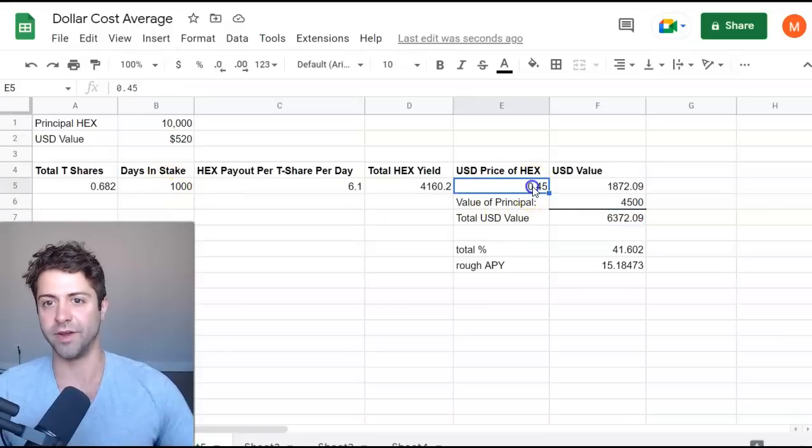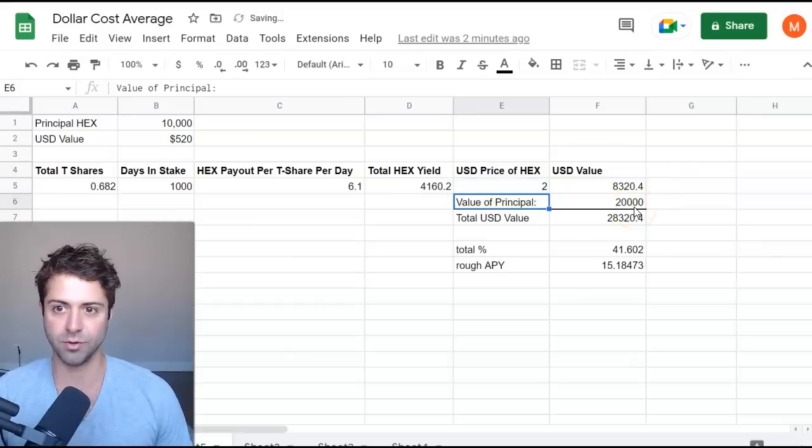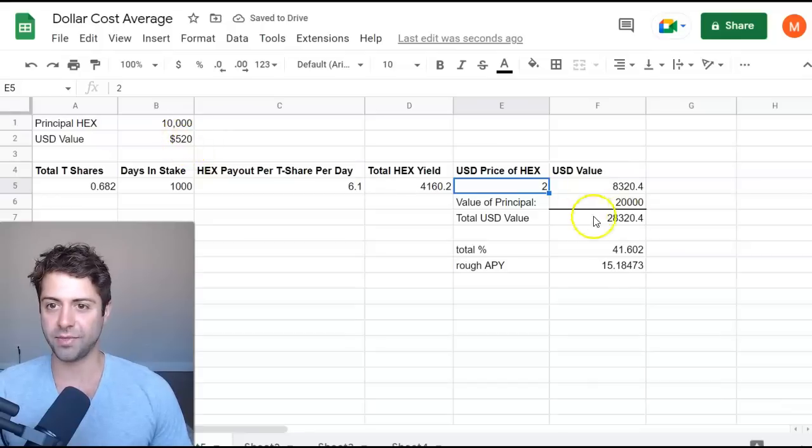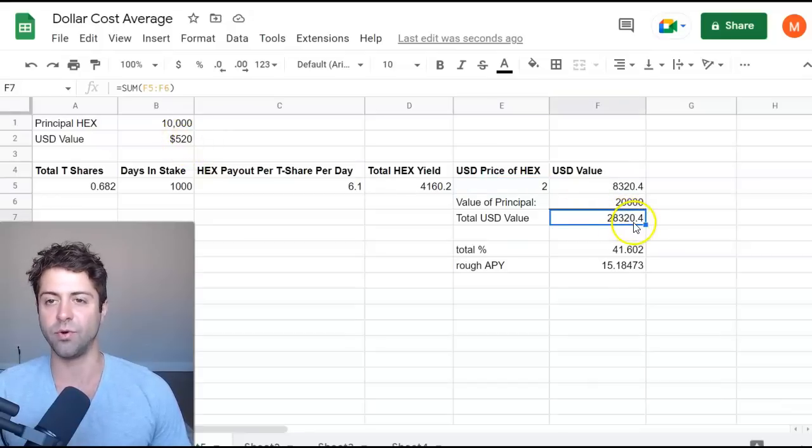Conservatively, right, guys? What if, also conservatively, HEX only does a 4x from all-time highs in the next bull market and puts us at $2? Well, your $500 today in 3 years would be worth $28,320.